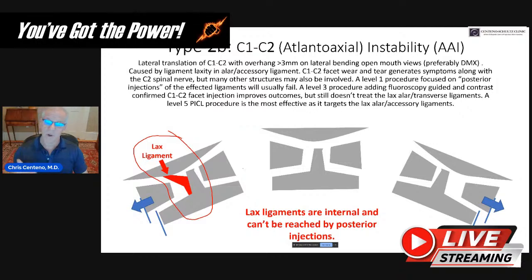In fact, most of the relief people are getting with posterior injections, if they're reporting that, are probably due to getting some of the stuff into the pissed off C1, C2 joint, which makes them feel better for a while, but it doesn't change the instability picture. So the joint just gets pissed off again.